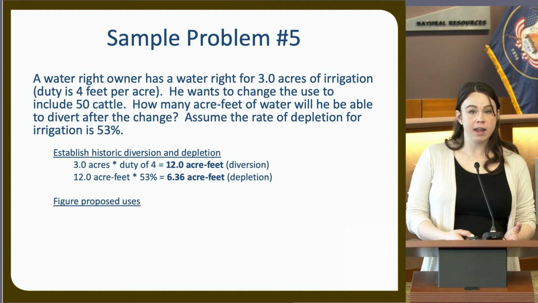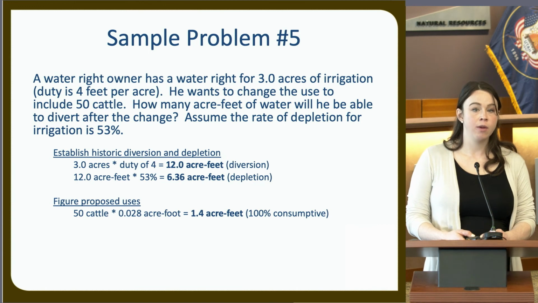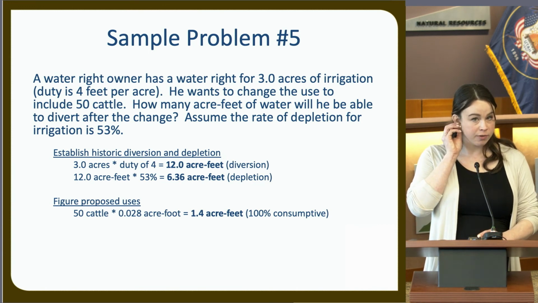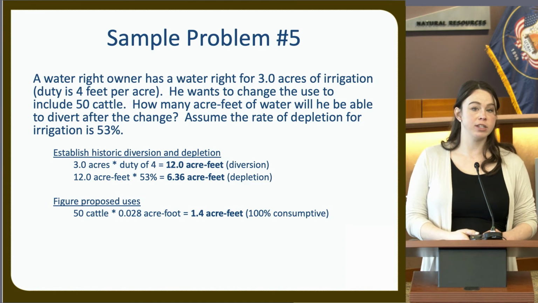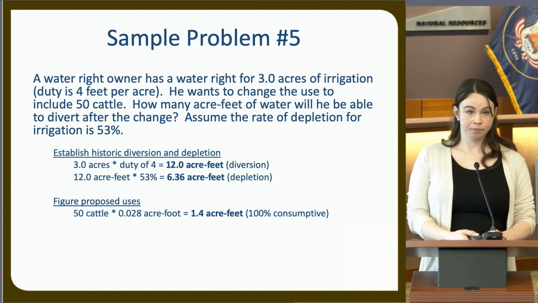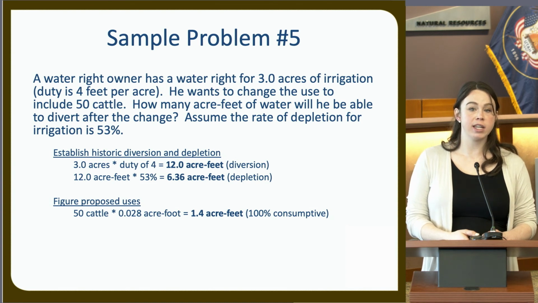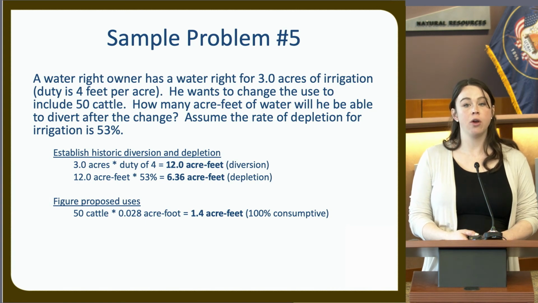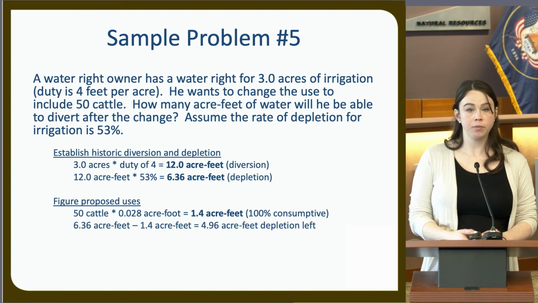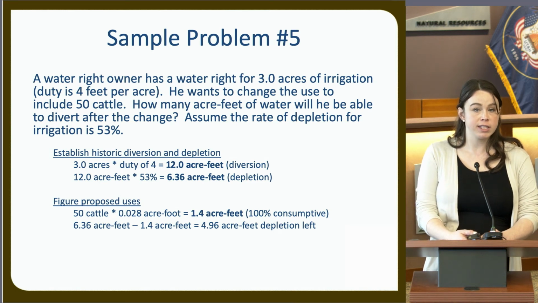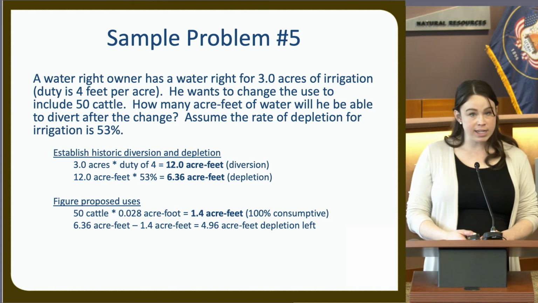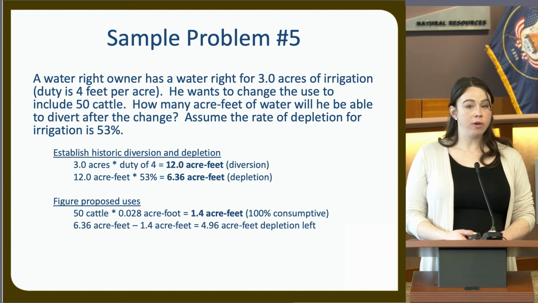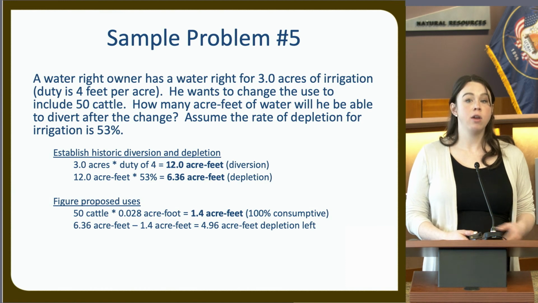Okay, so he wants to add in those cattle. Let's see what that might do to this. We've done these calculations before, but the 50 cattle, we multiply by the 0.028 acre feet. Fixed rate, we know that he's diverting 1.4 acre feet, which again, livestock, is 100% consumptive. Before, he had that depletion of 6.36 acre feet, and he cannot exceed that. So we have to subtract the 1.4 acre feet, which is 100% being consumed already. That means he has 4.96 acre feet of depletion left that he can work with to convert back into the irrigation.